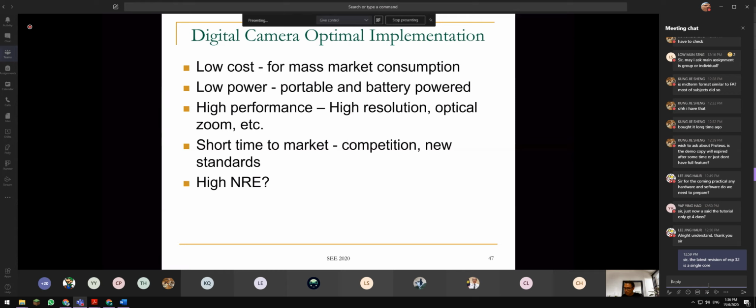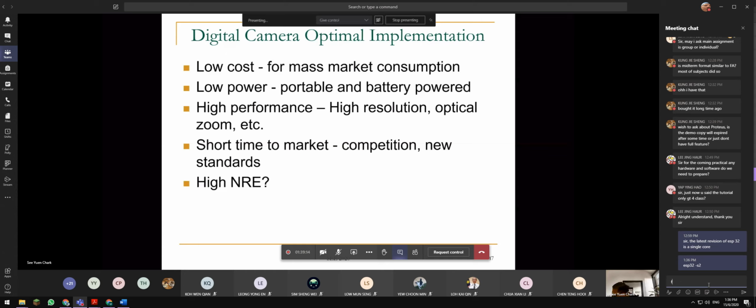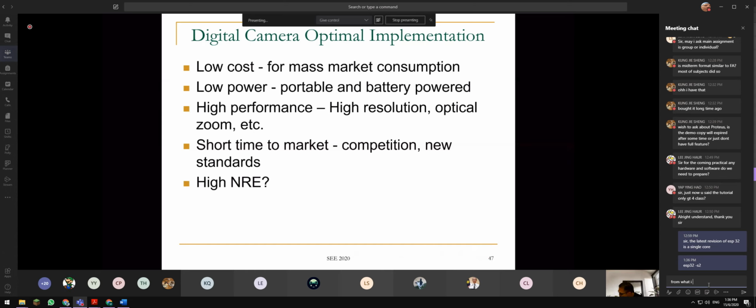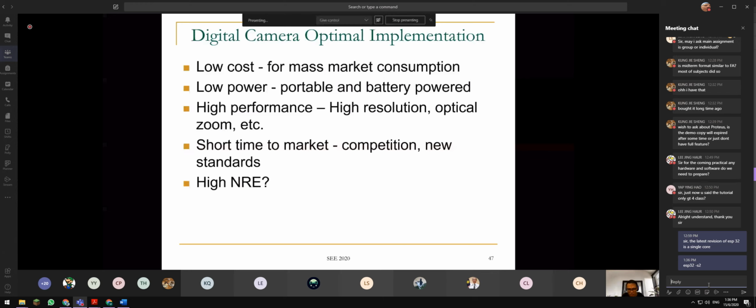The latest version of ESP32 is a single core. Really? From Nicholas. But so far mine is dual core. I don't know, we need to have a look and check. But so far, all the ESP32 that we have in the market is dual core. It's based on the data sheet, I have it. You go and check.